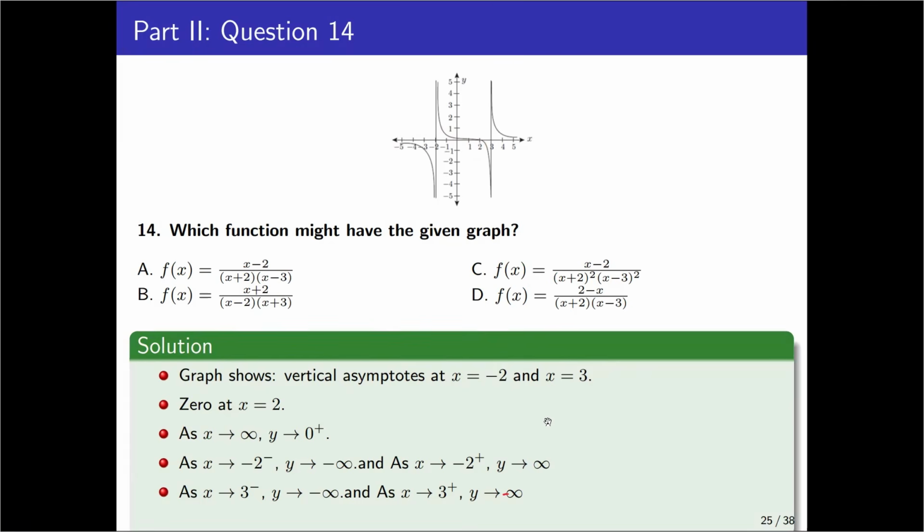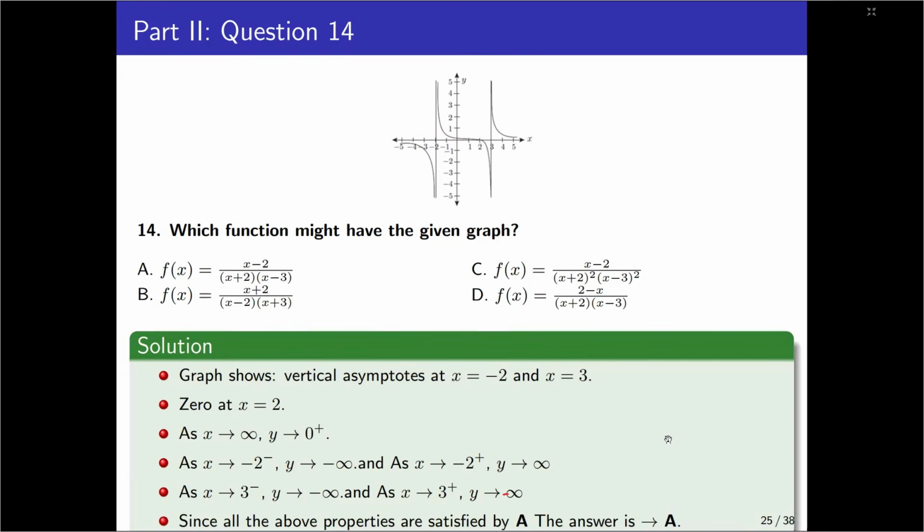Therefore, this property is satisfied by the first one. The vertical asymptotes for this function are x equal to negative 2, which is the 0 of the denominator, and x equal to positive 3. And the 0 of the given function, that is the x-intercept, is x equal to 2. The limits and other properties are satisfied by this graph, so this could be the answer for the given question.